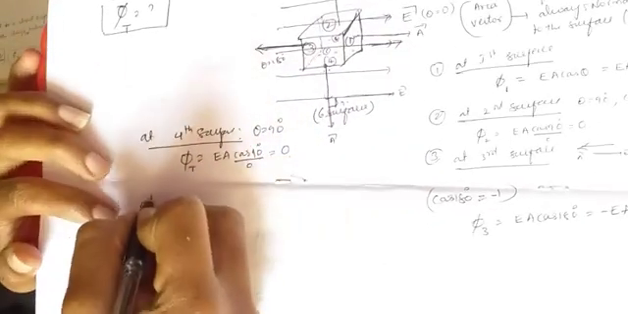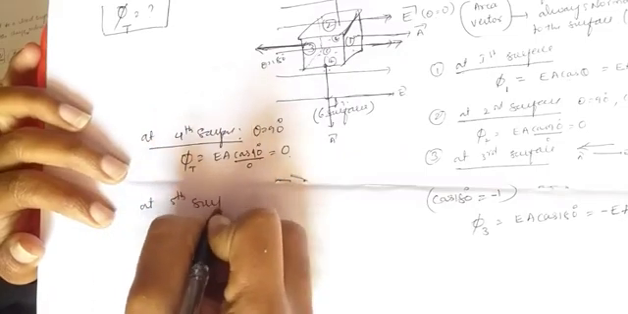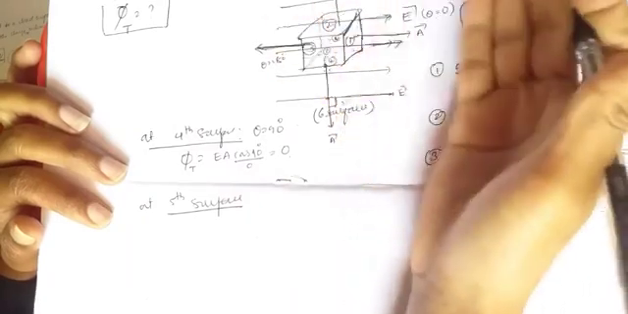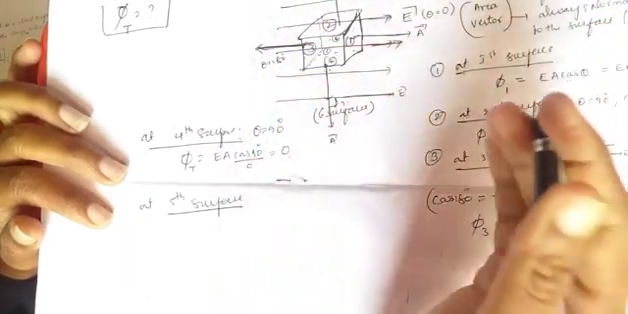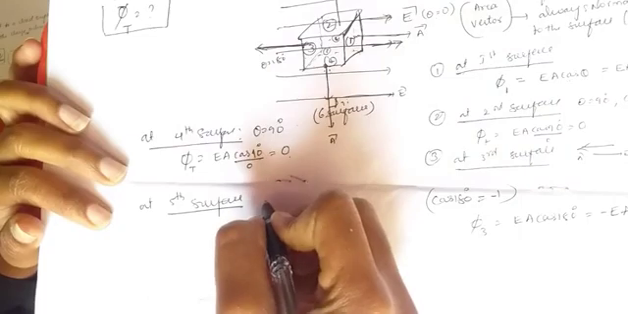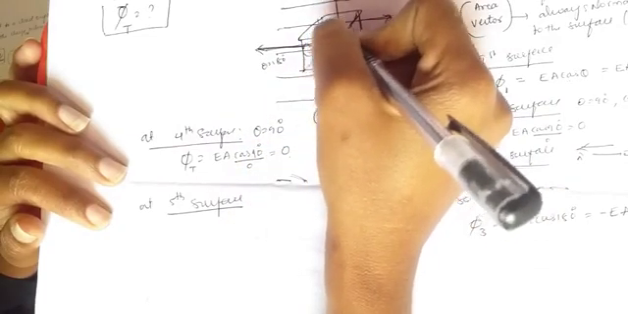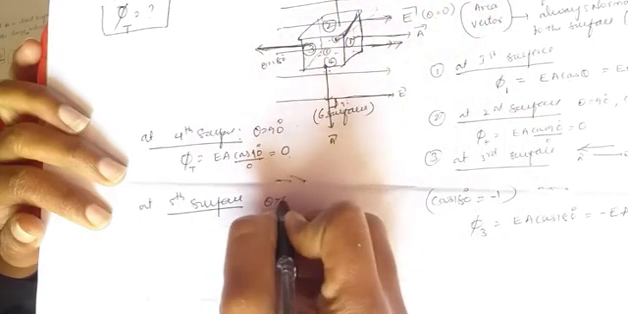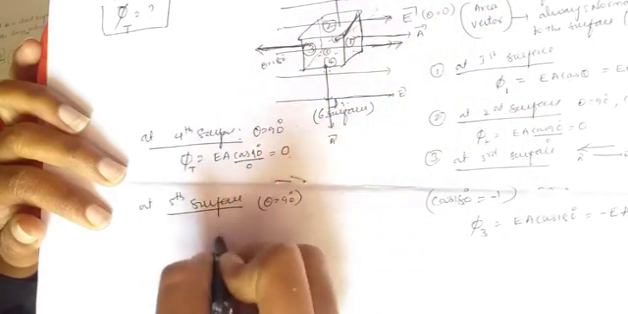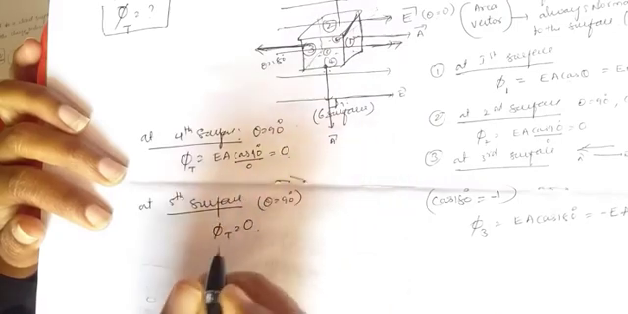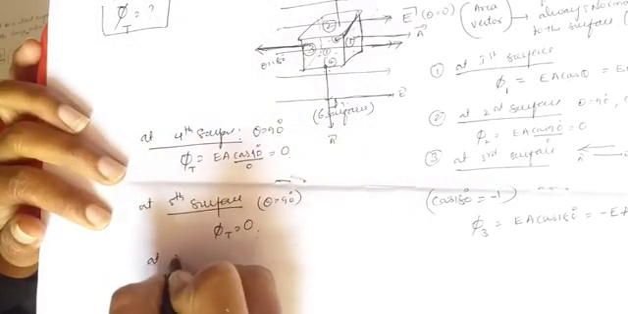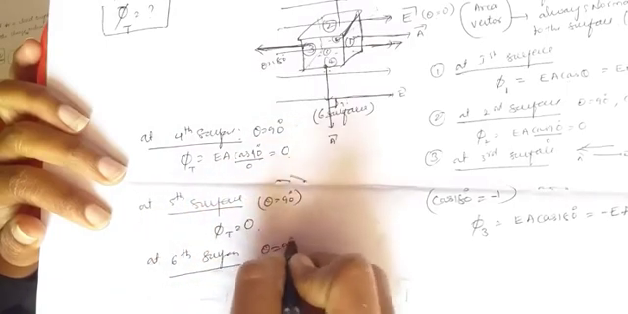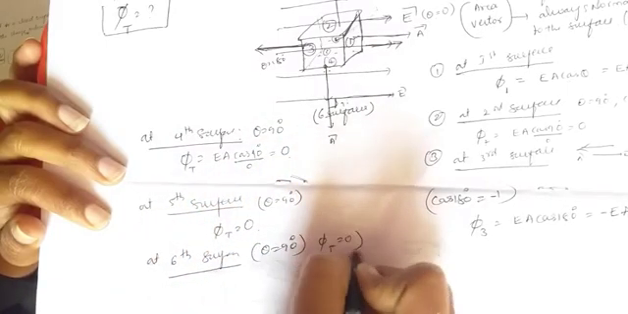Now at the fifth surface. The fifth surface is that side face. There also the area vector is like this and the electric field is like this. So there also theta is equal to 90 degrees, then phi 5 is equal to 0. Next, at the sixth surface also theta is equal to 90 and phi 6 is equal to 0.